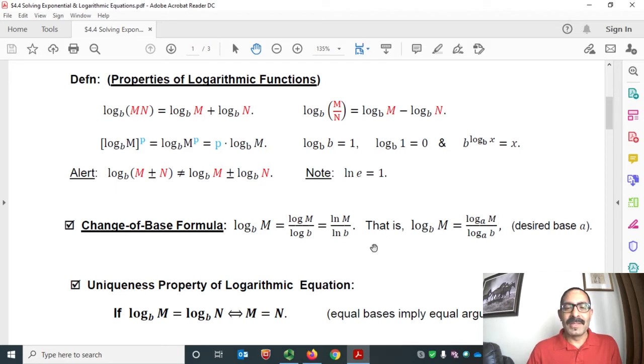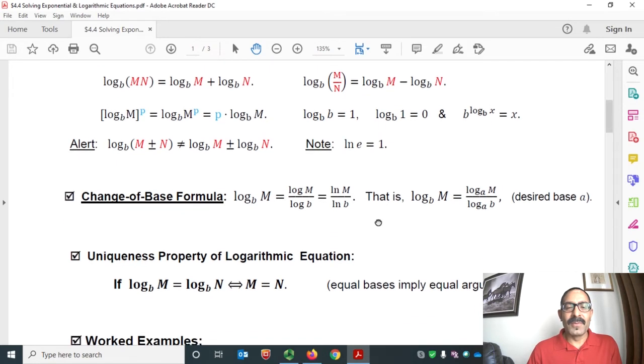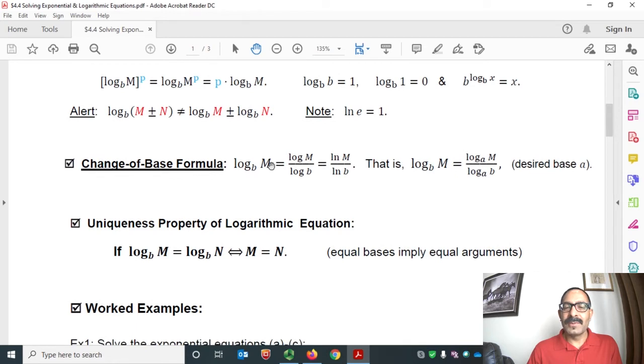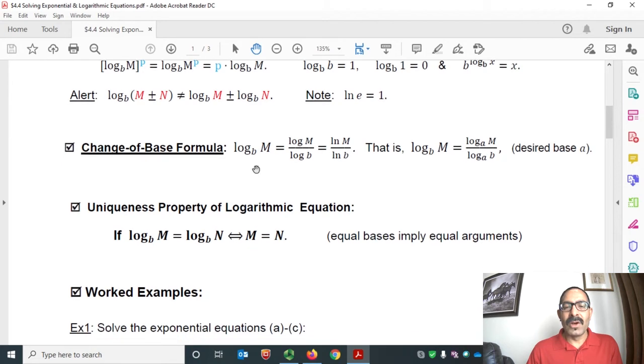Awesome. Similarly, the change of base formula: log m with given base b, we can rewrite with our desired base. Let's say our desired base is a, then log m with base b turns out to be log m with desired base a over log b with desired base a.